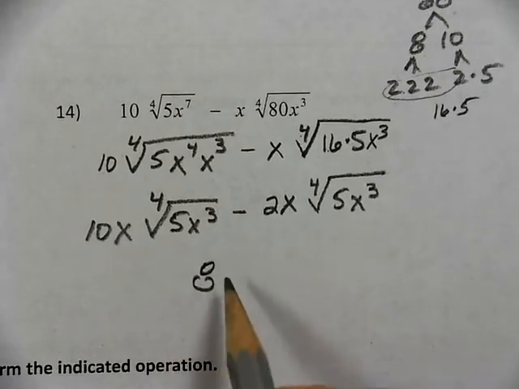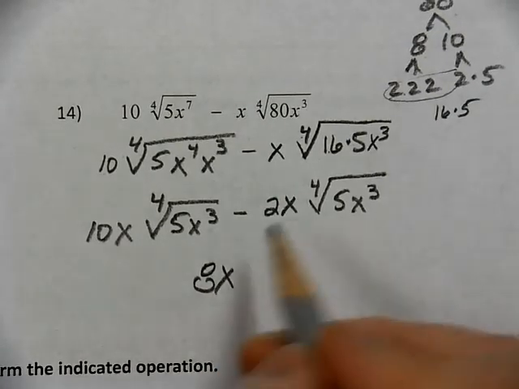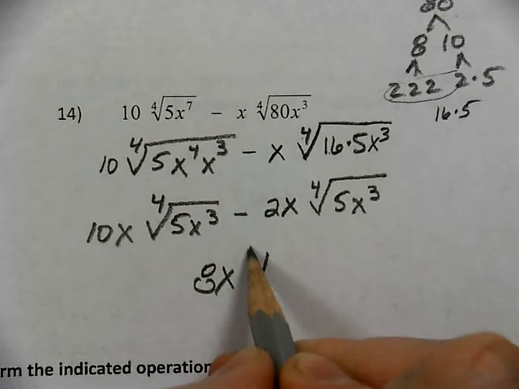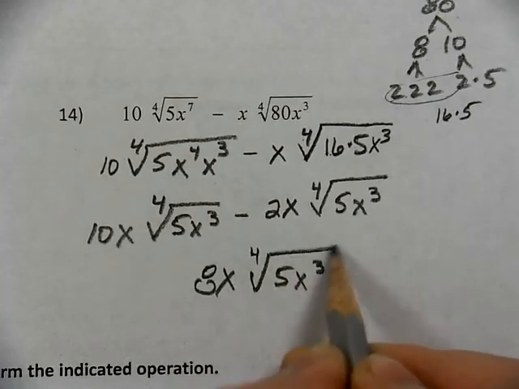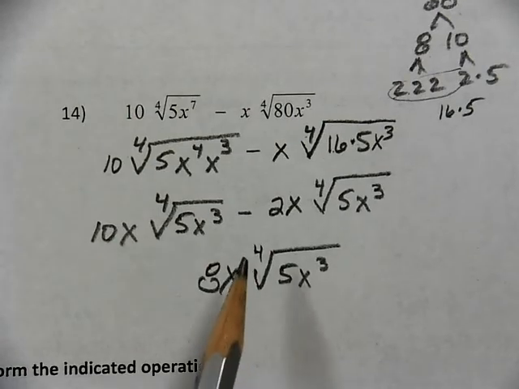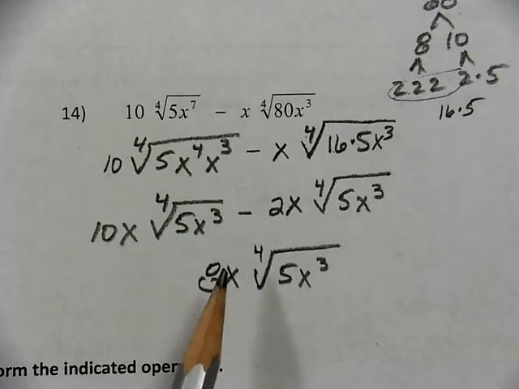So this becomes 10 minus 2 is 8. 8x, the 4th root of 5x cubed. Be sure your index truly looks like an index. Don't mistakenly have it too far over or too big.